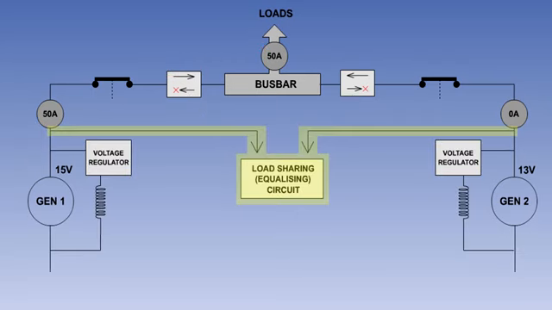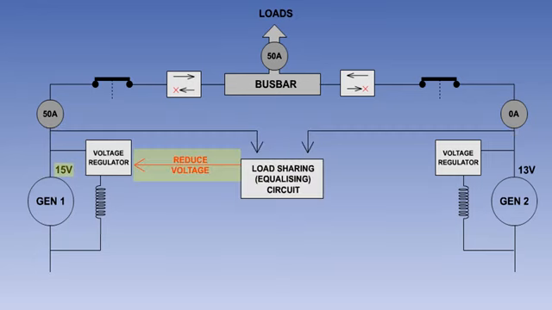The load sharing or equalizing circuit monitors the output voltage of each generator. If there is a difference between the generator output voltages, the load sharing circuit will send a signal to the voltage regulator of the high voltage generator to reduce its field current and thus its output voltage, and a signal to the voltage regulator of the low voltage generator to increase its field current and output voltage. The two voltages will come together, and the load sharing circuit will then keep them equal.